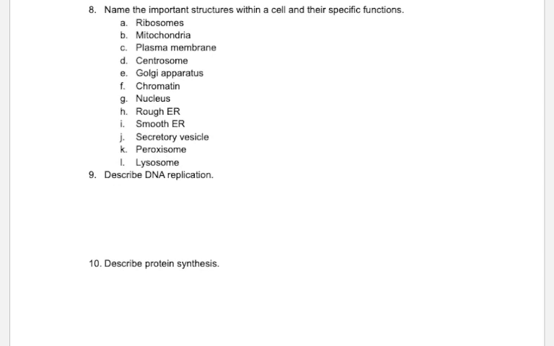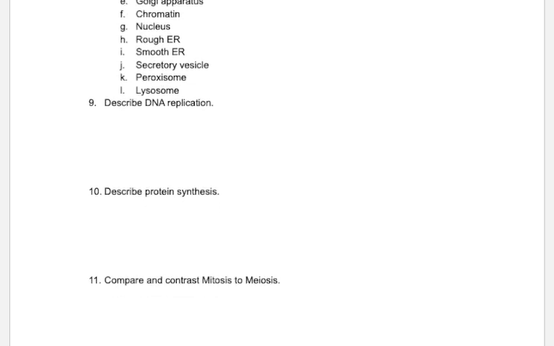You want to be able to name the important structures within a cell and their specific functions. So importantly, you want to know the ones that play a big role in protein synthesis, but overall just understand the general functions of each. If you need a review, that Cell City discussion board was amazing. Great job, students. So go back and refresh your understanding of these organelles using that Cell City discussion board. That's a great place to make analogies and to better understand each of these structures and their functions within the cell.